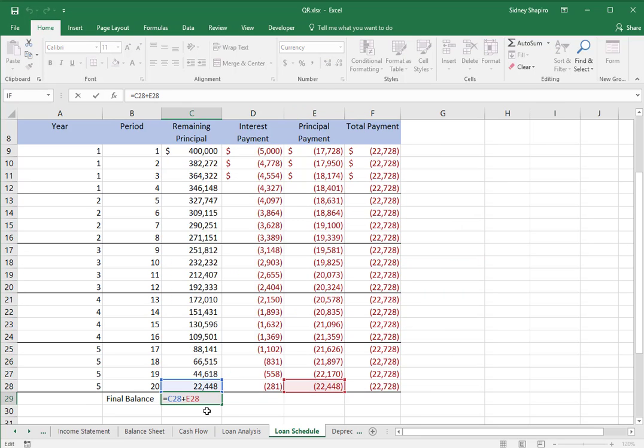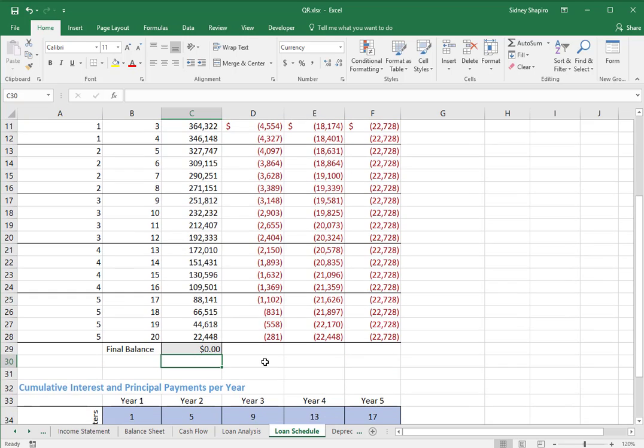Finally, I just take C28, which is our principal remaining, plus E28. Now I have to do plus because this is a negative number, and I hit enter and I get 0. So the two cancel each other out, and my final payment for month 20, which is in year, payment 20, which is in year 5, I end up with a 0 balance.